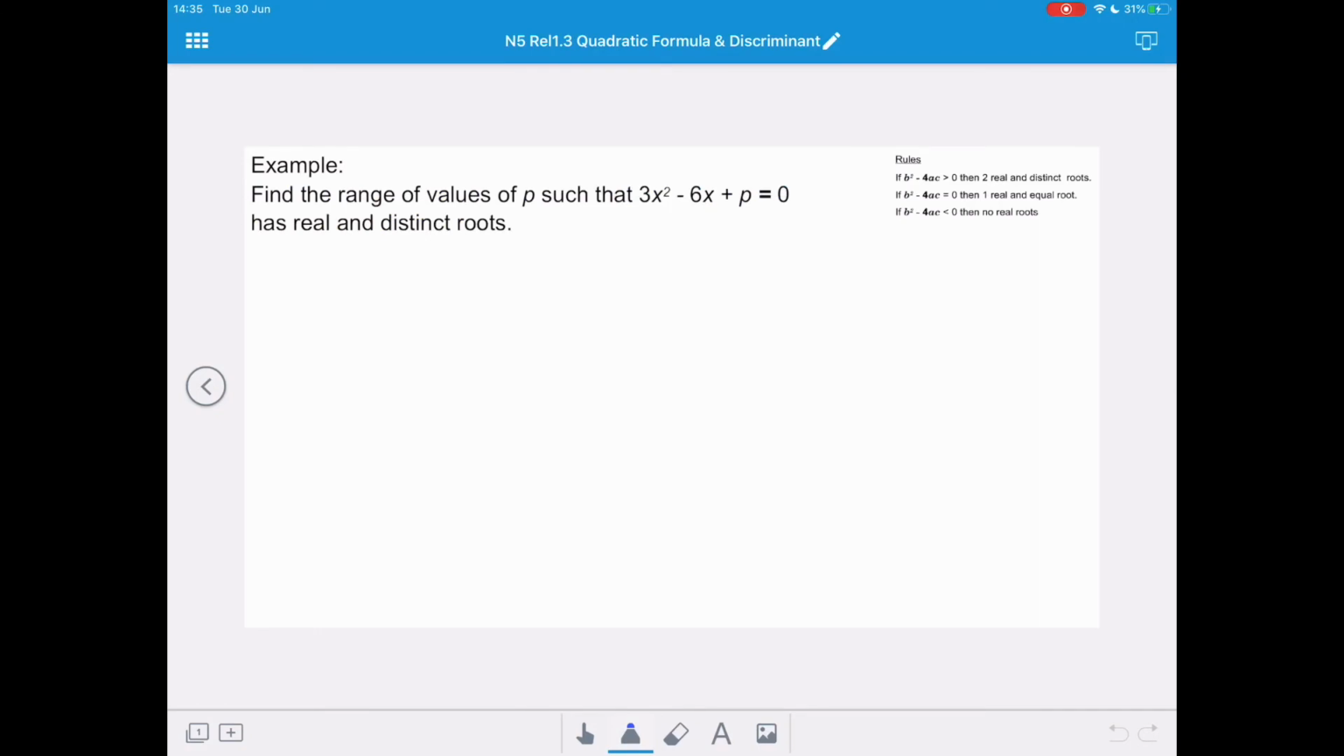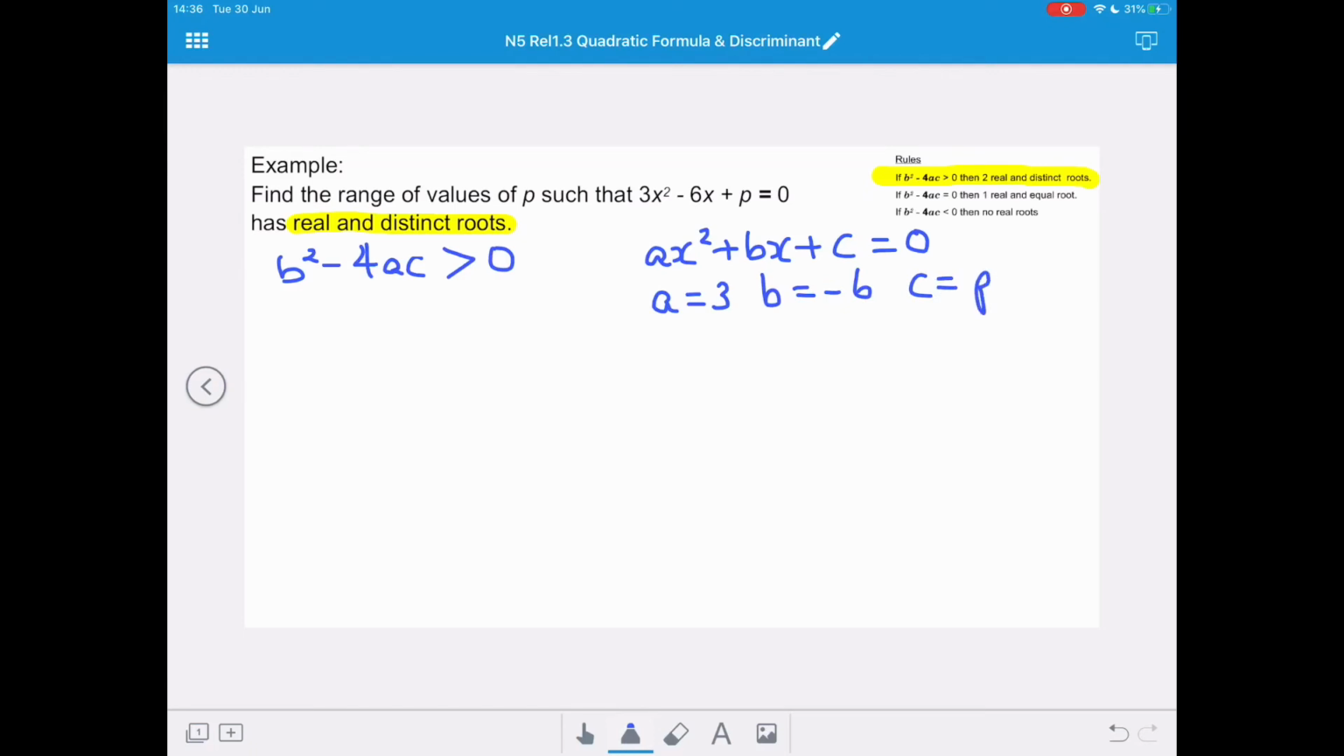So in this example, we want to find the range of values of p such that 3x squared minus 6x plus p equals 0 has real and distinct roots. So for real and distinct roots, b squared minus 4ac has to be greater than 0. So we need to write down that condition, b squared minus 4ac is greater than 0. And then we need to compare our function to our general equation of a quadratic function, which is ax squared plus bx plus c equals 0. So a is going to equal 3, b is going to be negative 6, and c is going to be p. So we can substitute into our inequation and solve for p.